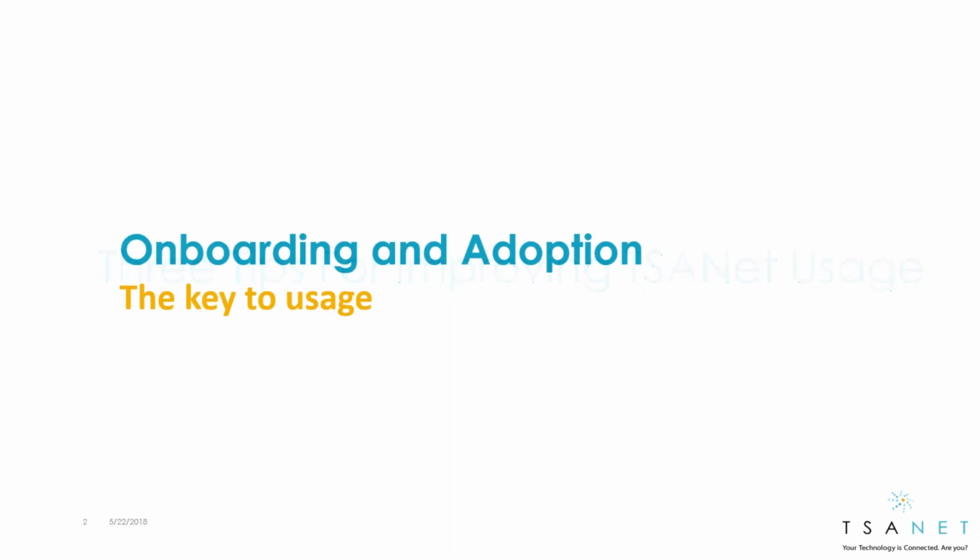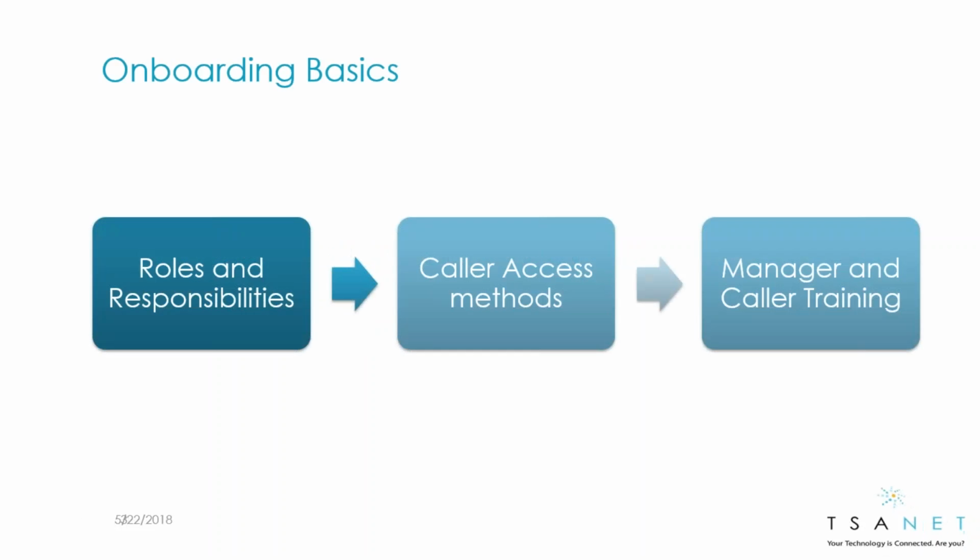So let's just get started here, taking a first look at the onboarding and adoption phase. And as Dennis indicated, this is definitely the key to usage, getting on the right footing. And we see this happening in 3 different areas of importance. So roles and responsibilities, I'll go into that in detail, for setting up who's responsible for what within the TSANet relationship. Caller access methods, obviously an important piece, and then manager and caller training. We'll spend a little bit of time on the options for that.